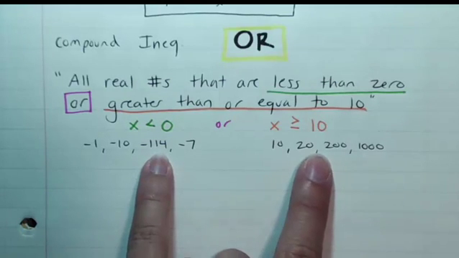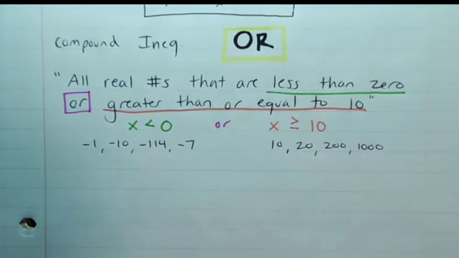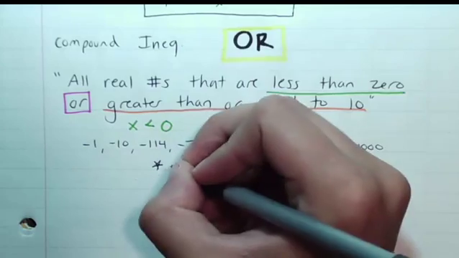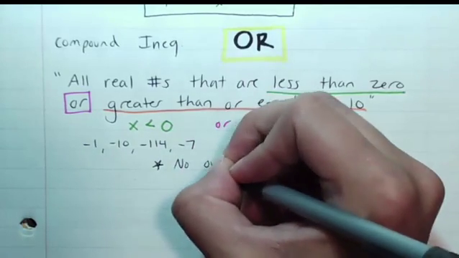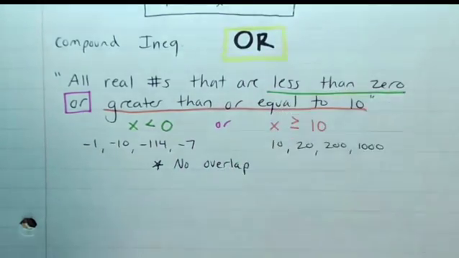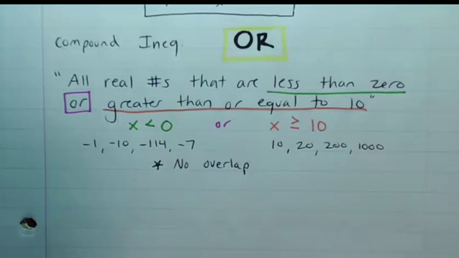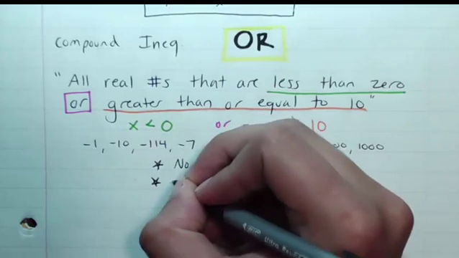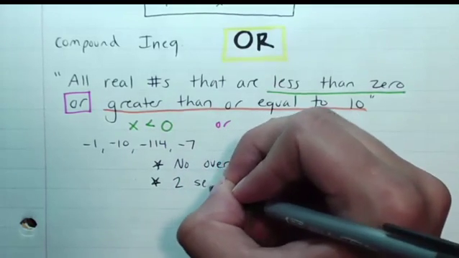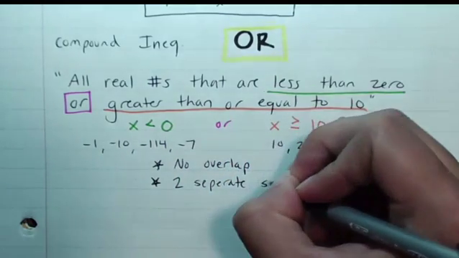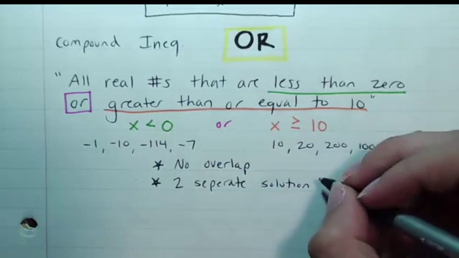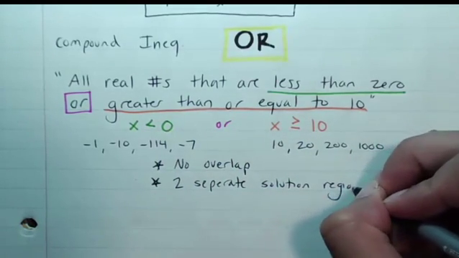So before we graph this, think about what this should look like. If there's no solutions that they share, which ways am I going to be shading? You should visualize that there's no overlap at all. If they don't share any solutions, there's not going to be any overlapping. They won't touch the solutions. So what we're going to have is two separate solution regions.